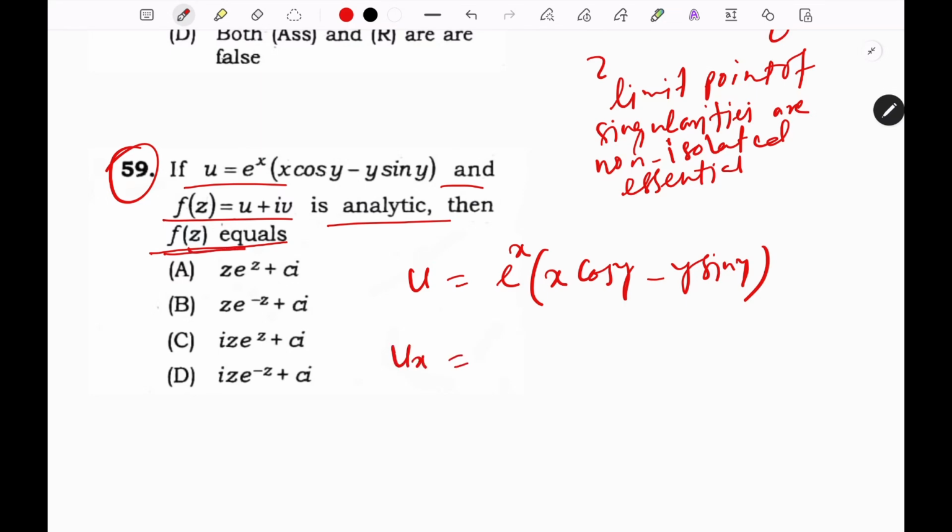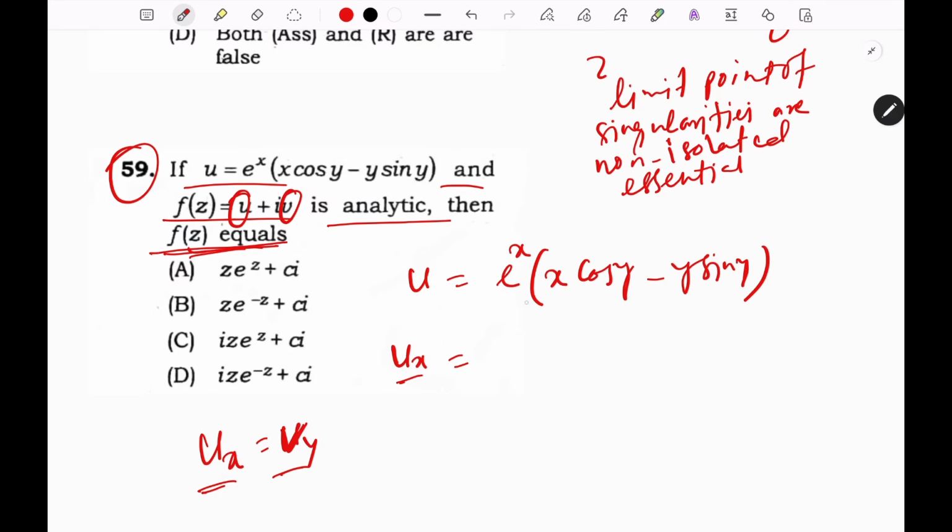Since f of z is analytic, it will satisfy the CR equations. That means u of x will be v of y. Since we have to find f of z and we have been given u, we need to find v. And how will we find v? Since u x equals v y, first we will find u x, which equals v y, and then we will integrate v y with respect to y, so we will get v. Like this we will find the answer.